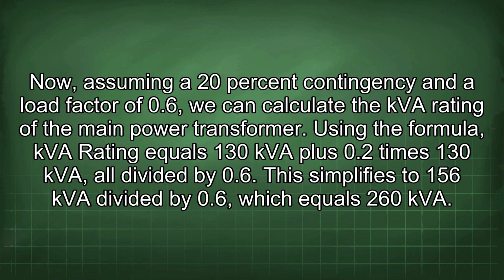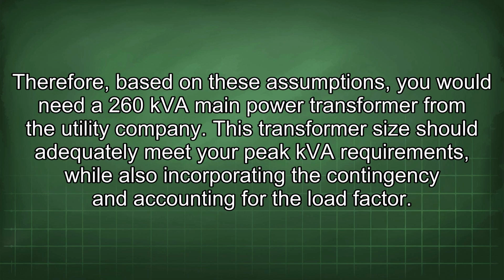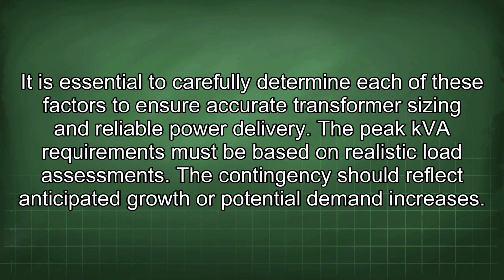Using the formula, KVA rating equals 130 kVA plus 0.2 times 130 kVA, all divided by 0.6. This simplifies to 156 kVA divided by 0.6, which equals 260 kVA. Therefore, based on these assumptions, you would need a 260 kVA main power transformer from the utility company. This transformer size should adequately meet your peak KVA requirements, while also incorporating the contingency and accounting for the load factor. It is essential to carefully determine each of these factors to ensure accurate transformer sizing and reliable power delivery.